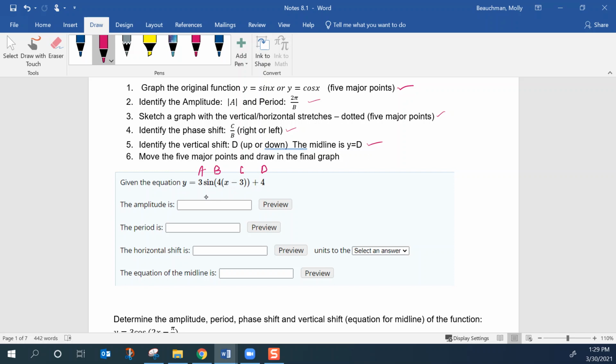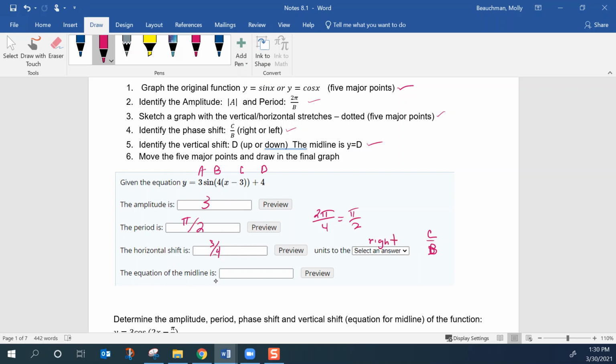So the amplitude is 3. The period is 2 pi divided by b, 2 pi divided by 4. Reduce your fraction, that would be pi over 2. The horizontal shift is c over b. So that would be 3 over 4. If that's a minus sign, we're moving to the right. So the horizontal shift is a positive 3 over 4, or you can say 3 over 4 units to the right.